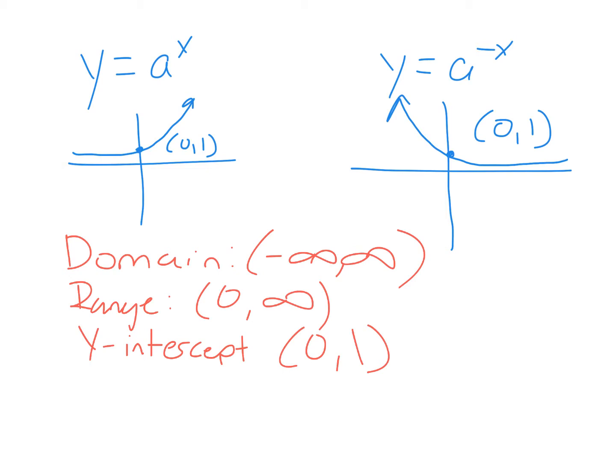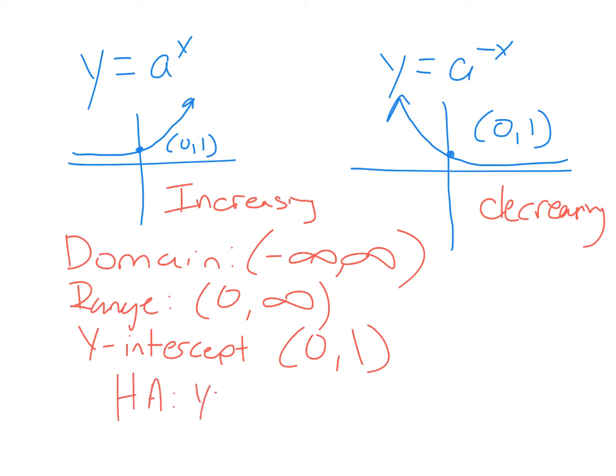Also, when's it increasing? For this graph, this is where it gets different. This is increasing the whole time, for y equals a to the power of x. For a to the power of negative x, it's decreasing the whole time, which is fair. And then, do we have a horizontal asymptote? Yes, we do. The same one for both of them. y equals 0 is the horizontal asymptote. It's never going to touch it. And just for fun, these are both continuous functions. There are no points of discontinuity.